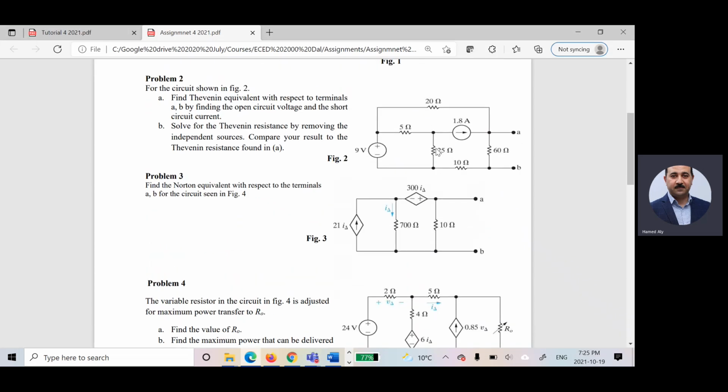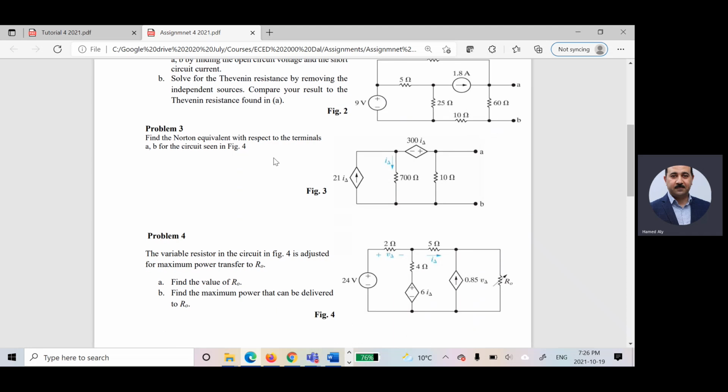I can solve this problem like what I did. If you open this and you short circuit this, what's going to happen to those? Short circuit, so I will cancel them. At the end, I'll have 20 and 60 and 10, right? So 10 will be in series with 20, am I right? And the overall with 60 in parallel. Here I asked you for problem number 3 to find Norton equivalent with respect to the terminals A and B for the circuit shown in figure 3. I mean figure 3, not figure 4. So I would like to find Norton equivalent between these two.